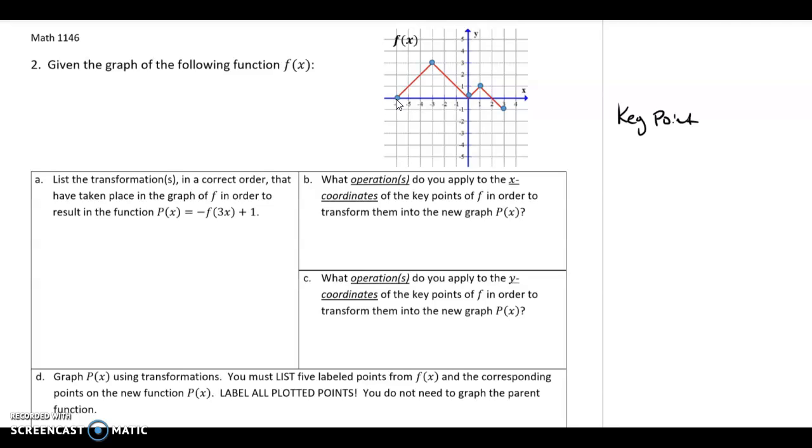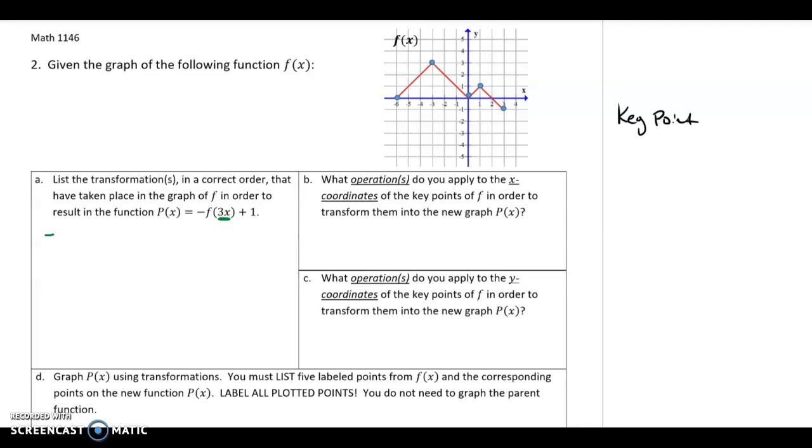We get to move right to the point where it says list the transformations that have taken place in the correct order, so that we take the graph of f and we get to this new function p of x, which is negative f of parentheses 3x plus 1. So this one looks a little different, right? Like when we had this one, we said, okay, underneath the square root was inside. Well, with the inside of the function here for f, we're going to look inside of the parentheses in that f of x notation. And I can see right there that there is a 3 inside, right?